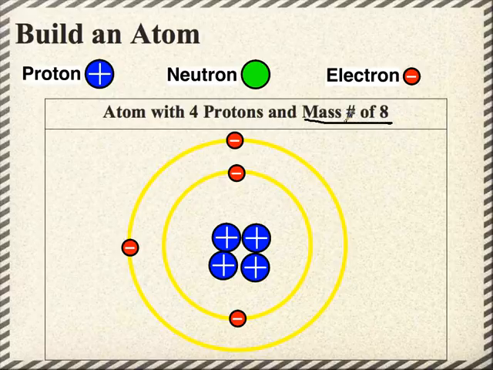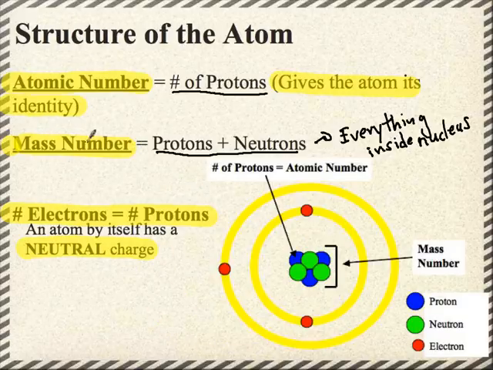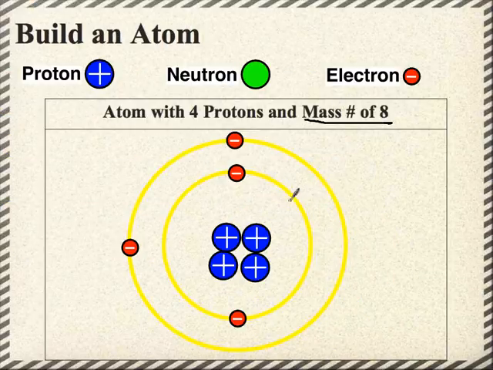I learned from my last slide that the mass number is the number of protons plus the number of neutrons. So if I look in here, I know that I have 4 protons. So the number of neutrons plus this equals 8. 4 plus 4 would make 8. So that tells me that I have to have 4 of these.